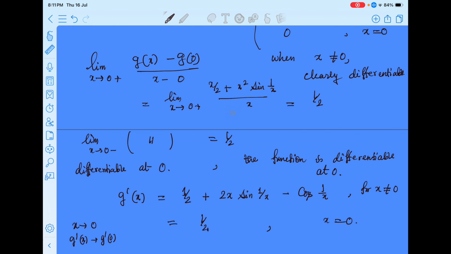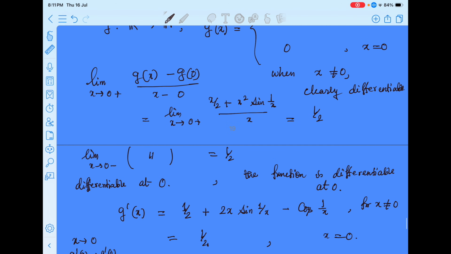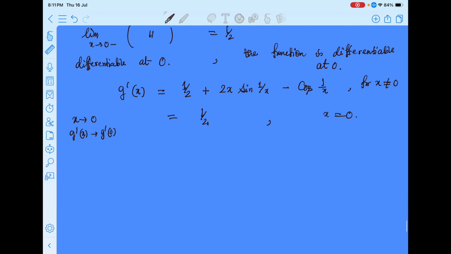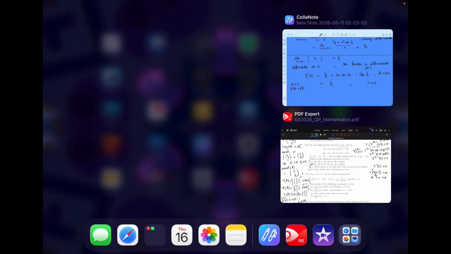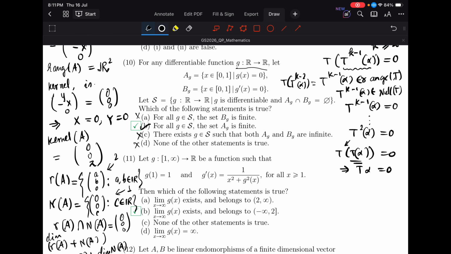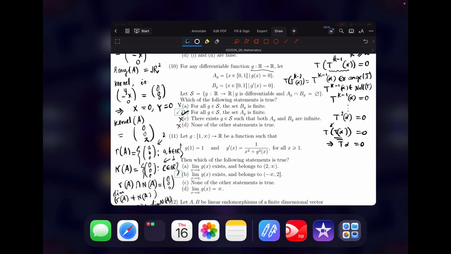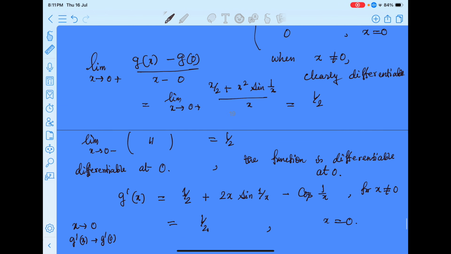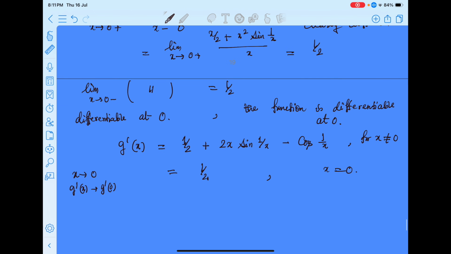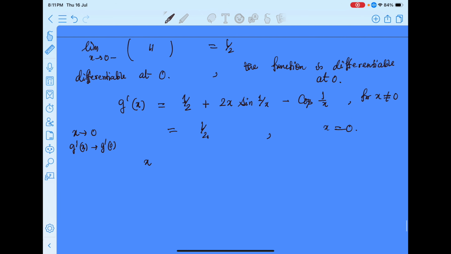Now we want to look at the problem again. So AG intersection BG is phi. We will first show that AG intersection BG is empty. So let us say x by 2 plus x square sine 1 by x is equal to 0.